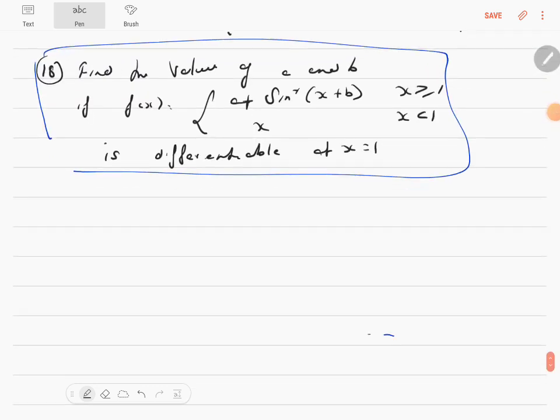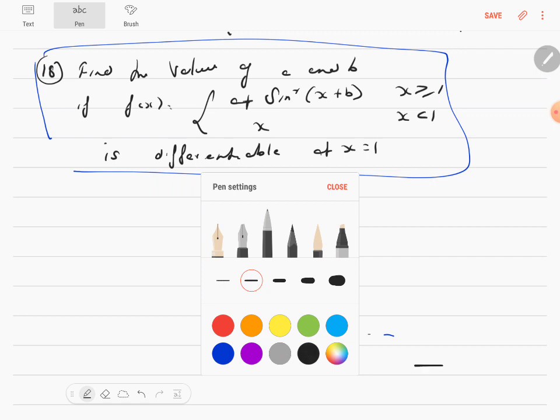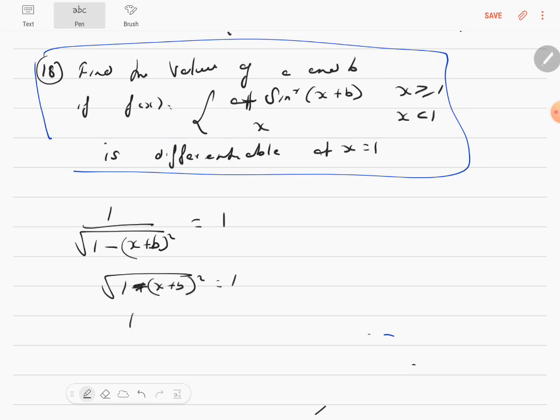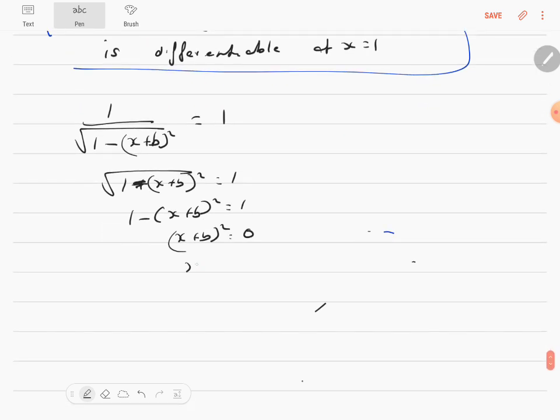So find the values of a and b if f of x is equal to a plus sine inverse of (x plus b) if x is greater than or equal to 1, and x if x is less than 1. So the question is about differentiability, so you can directly differentiate the left hand side: the differentiation of a plus sine inverse is 1 by root of 1 minus (x plus b) the whole square, and differentiation of x is just 1, and the right hand side differentiation is 1. So you get root of 1 minus (x plus b) the whole square is equal to 1. Squaring both sides, (x plus b) the whole square is equal to 0.